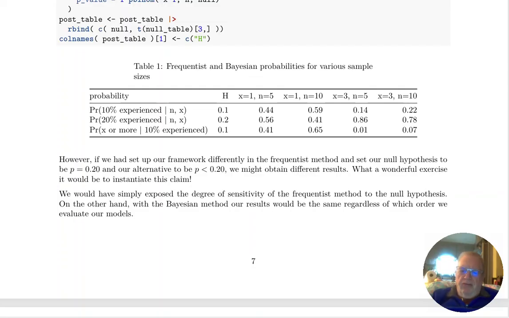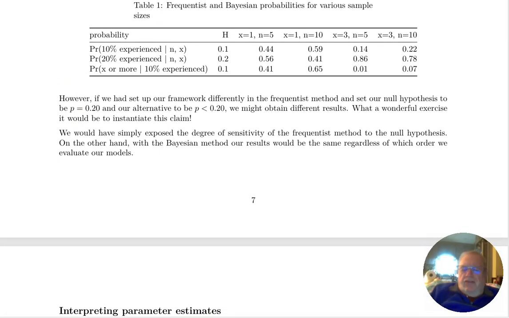And what we're doing is we're showing the degree of sensitivity of the frequentist method to what the null hypothesis is. Tremendous sensitivity to whether this is 0.1 or, if you put 0.2 in here, see, tremendous sensitivity here to size. Okay. Here you get basically the same thing. They split. Okay. They basically split here.